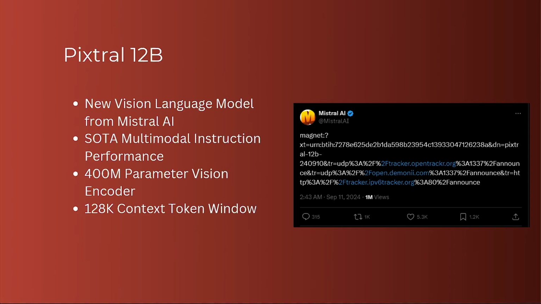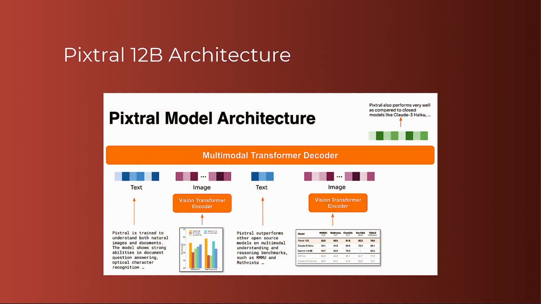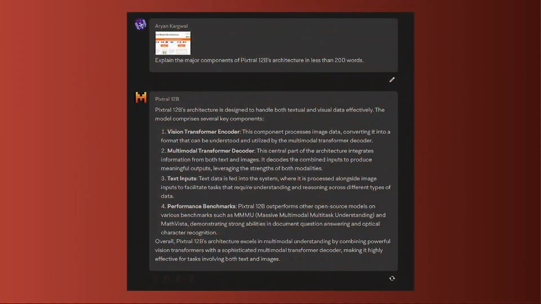Additionally, the model has a large context window of 128,000 tokens, making batch inferences easier. For example, it can process up to 2000 images in one go. Pixtral follows a straightforward design with a multimodal transformer decoder that houses the vision transformer encoder. Let us hear about the model architecture from the model itself.